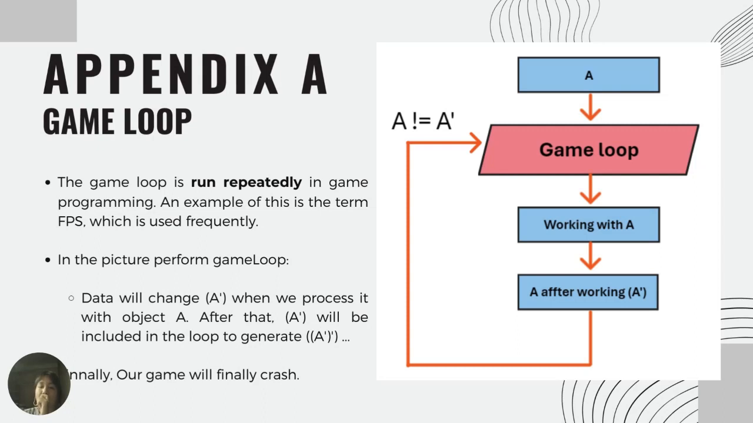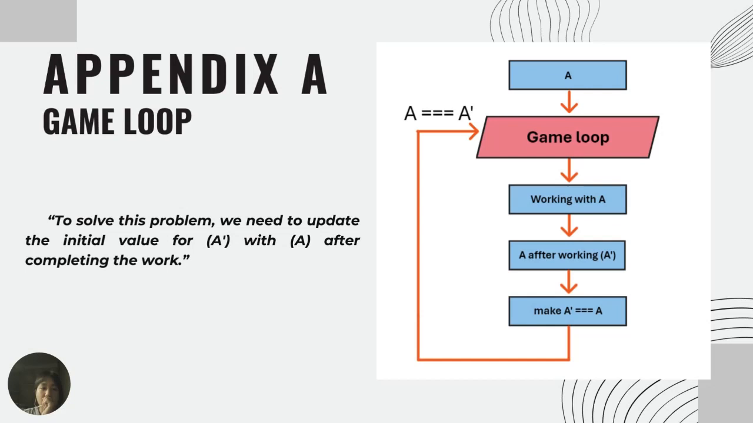So we have appendix A here, game loop. The game loop runs repeatedly in game programming. An example for this term is FPS, which is used frequently. This explains why our algorithm does not work: it changed the initial value for the next access, so we cannot have the same result each time we call back the loop. To solve it, we need to update the initial value back after completing the work.